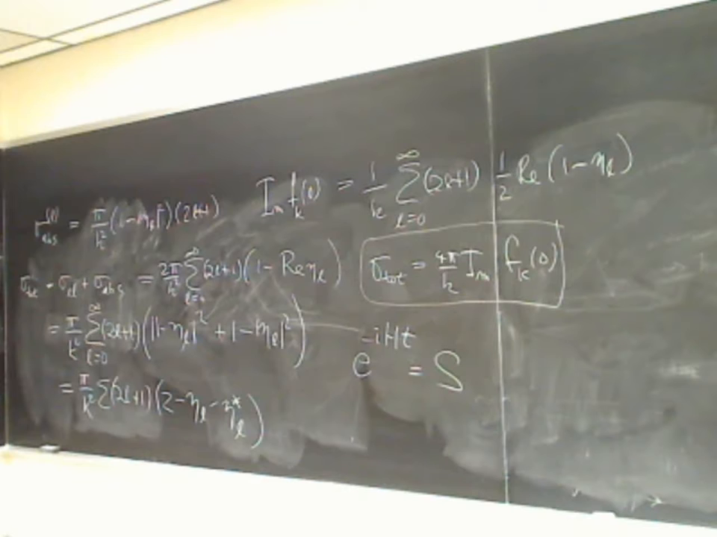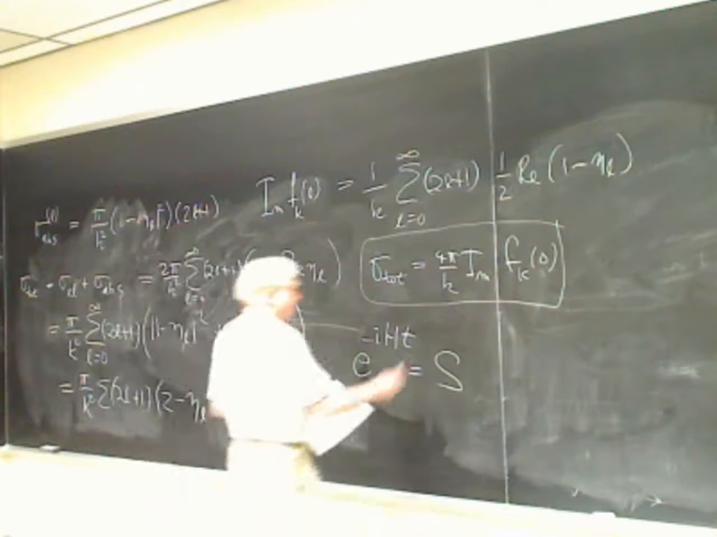All right, any questions about that before I switch to what I think is a more interesting topic, namely, and it's going to be illustrated by an example, S wave scattering over a square well potential. So any questions about this? Anyway, this is the optical theorem.